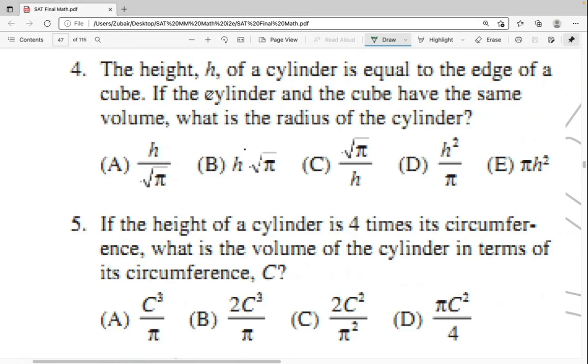Or would it be r is equal to h over square root of pi? That's correct. Question number 7.